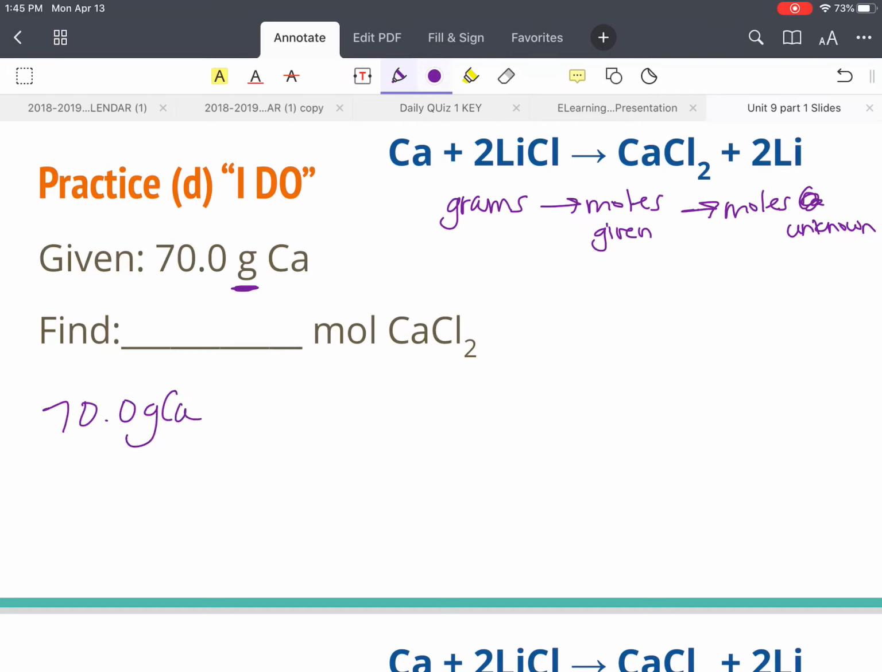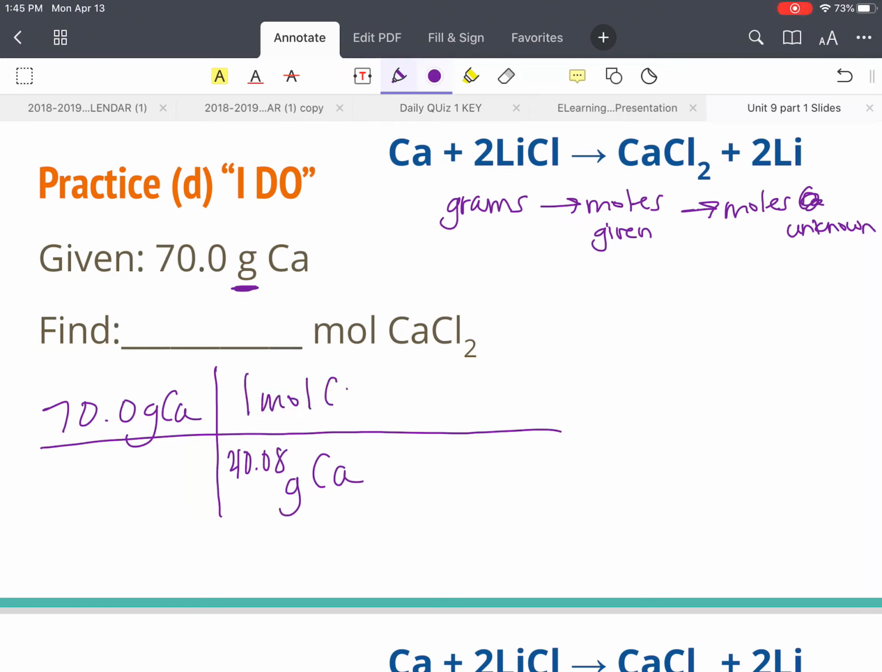So I'm going to start with what I have, 70 grams of calcium. What do I know has to go on the bottom? Grams of calcium. If I look at my periodic table, which is in the back of your lab manual, I think it's page 148 maybe, or 145, it's one of those, we have 40.08 grams of calcium. Remember, my molar mass is how many grams are in 1 mole of calcium. Anytime I'm going from grams to moles, it's always going to be 1 mole. Okay, so that takes care of my grams. Now I'm in my moles of given, so now I can go to my moles of my unknown.